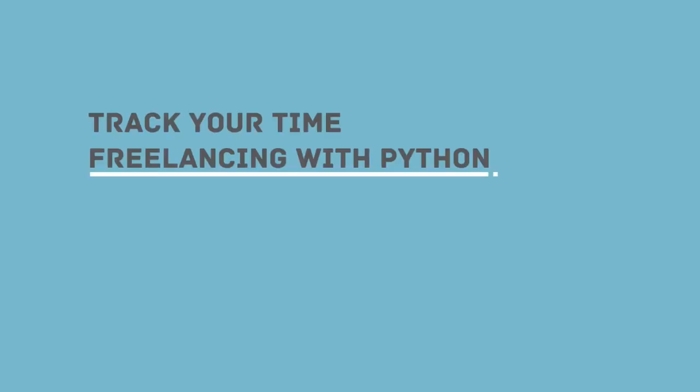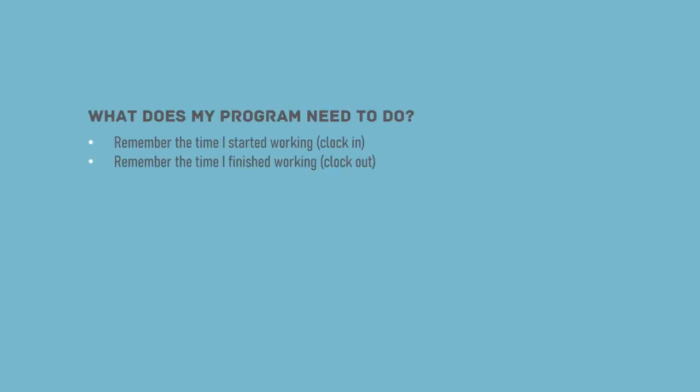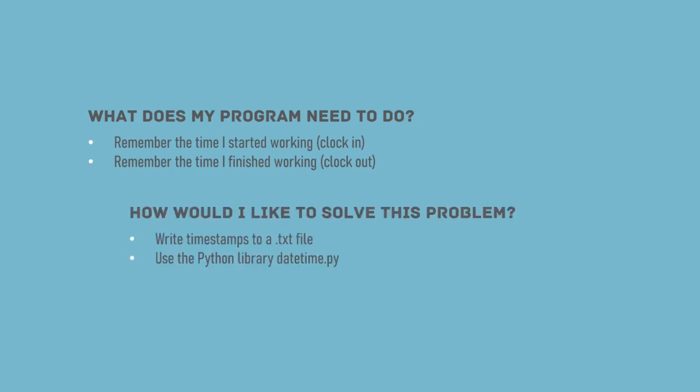Hey guys, this week I want to track my time from freelancing. Therefore, I want to create a little script in Python. So I want to remember my clock in and clock out time, and I would do it with a text file and with the datetime module.